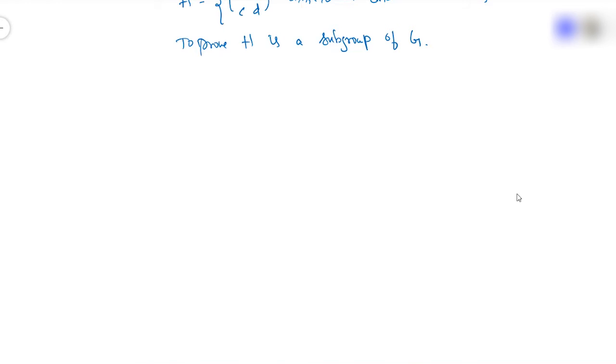Next, we move on to an important definition: cyclic group.